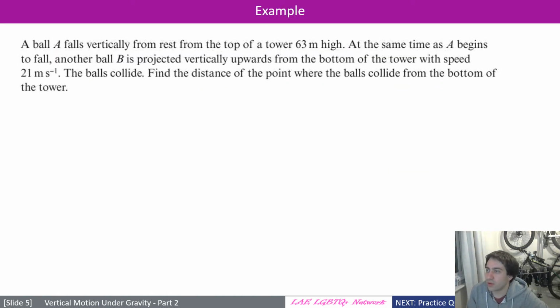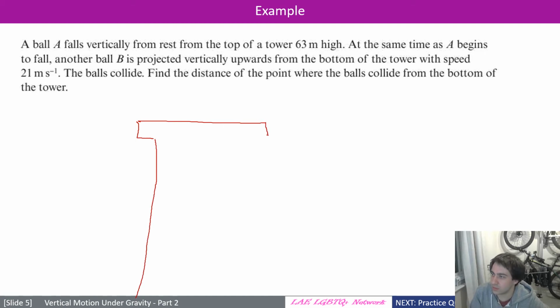Okay, so here we go. A ball A falls from rest from the top of a tower 63 meters high. So let's do the tower. This is going to be ball A.